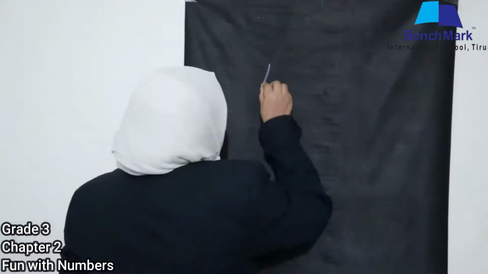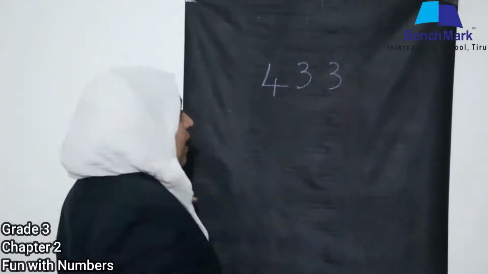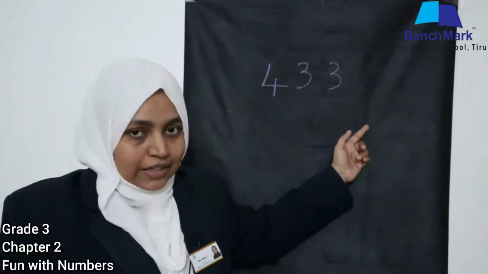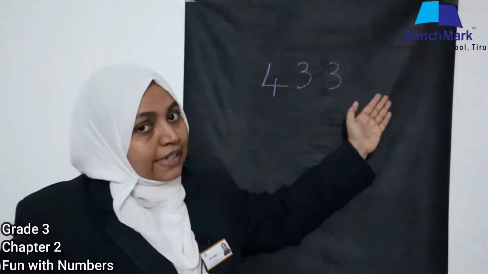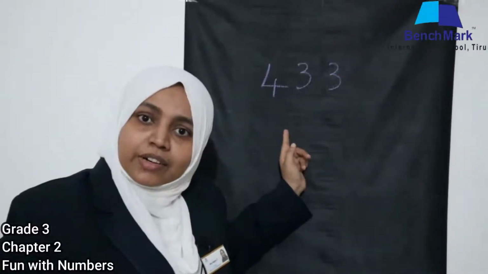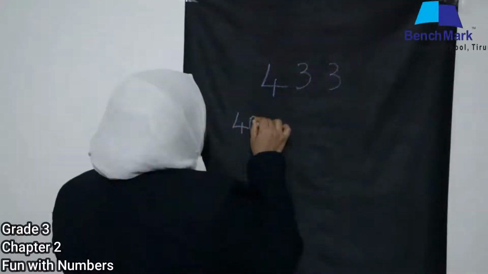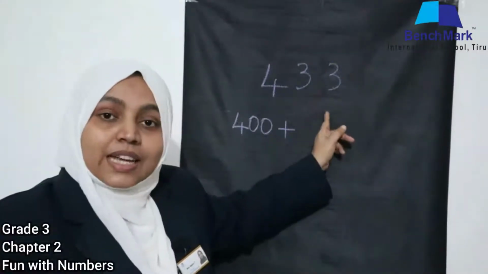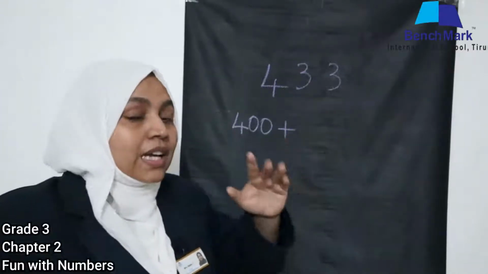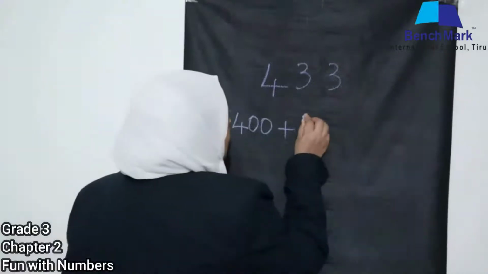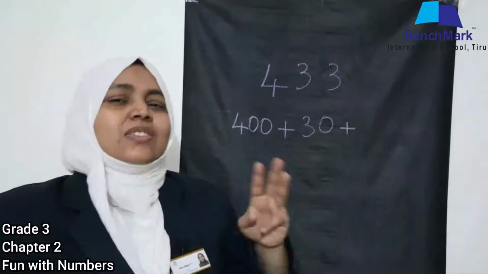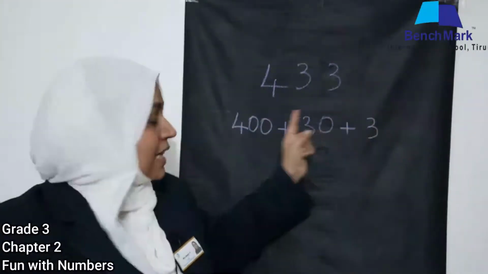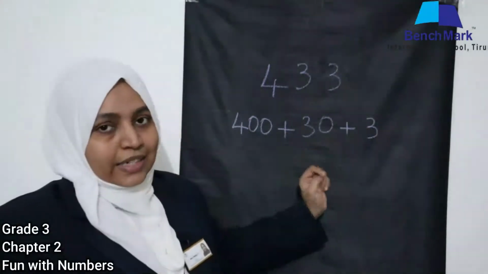Okay, so how to read this number? 400, 4 is in hundreds place. This number is read as 433. So 400, how many hundreds are there? 4 hundreds are there. So 400 plus, what is there in tens place? 3. 3 tens is 3 times tens, which is 30. Then we have 3 ones with us. So 433 is expanded as 400 plus 30 plus 3.